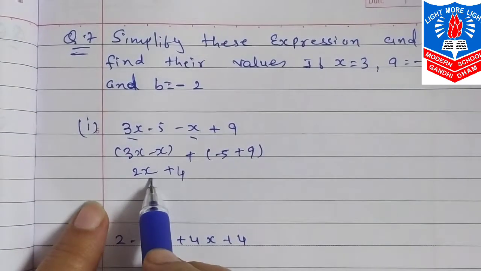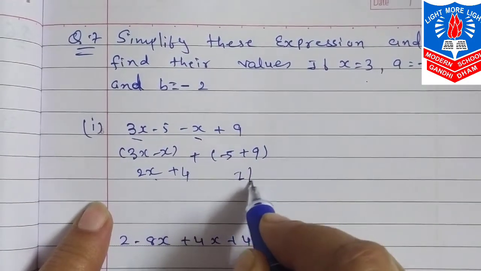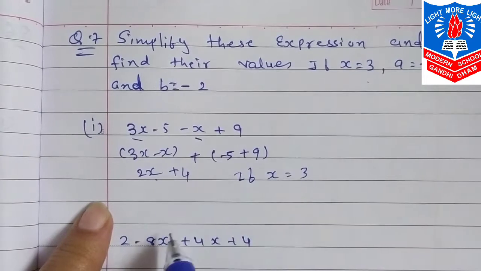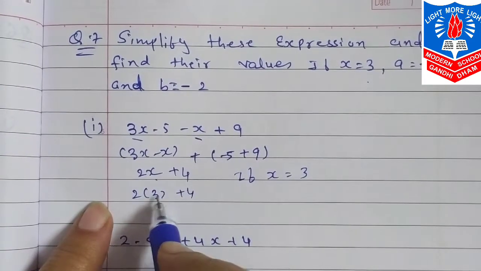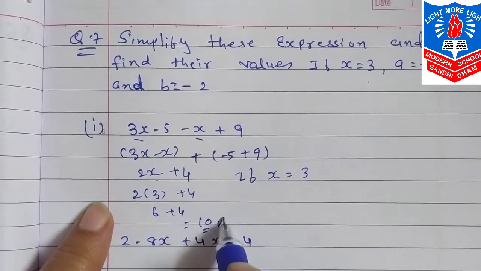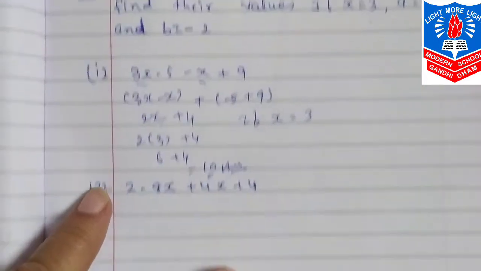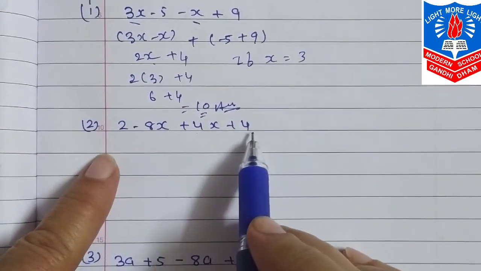So value of x is 3. So I keep the value, here I write if x is equal to 3. So 2 into 3 plus 4. 2 3s are 6 plus 4 is equal to 10. It is our answer. Then the second one, 2 minus 8x plus 4x plus 4.